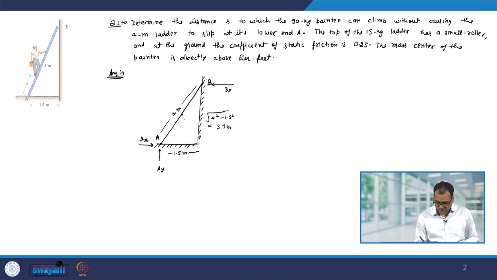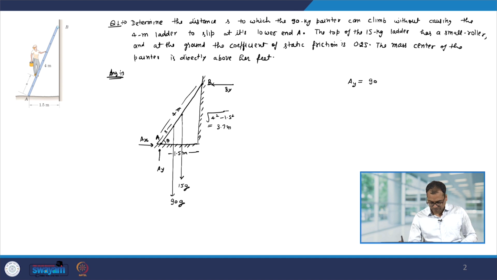Now, the weight of the ladder will act at the center and it is 15 multiplied by g. So, 15 g, and the weight of the painter is acting at a distance of s, which we have to determine, and it is 90 g. Let us say this angle is theta. So, we can balance the forces in the x and the y direction. From here we have Ay equal to 90 g plus 15 g. So, 90 plus 15 into g, and this comes out to be 1030 Newton.